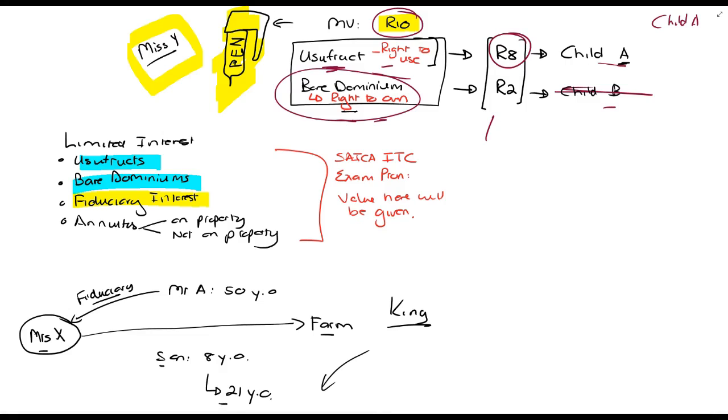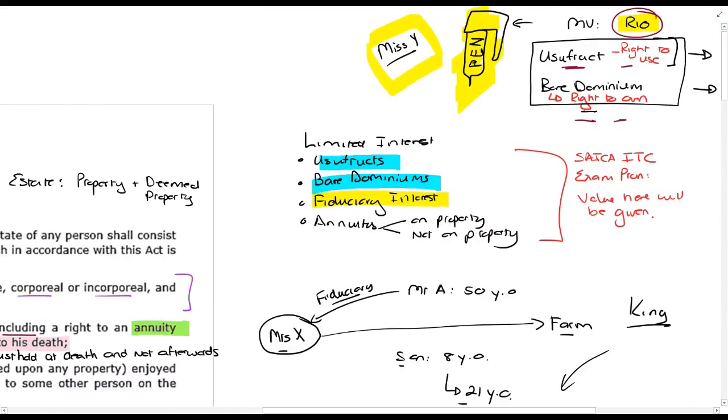You need to understand, what did the person have at the date of death? Did they have the usufruct, or was it only created then? Okay, but again, they'll give you that value. Then it says an annuity on property.